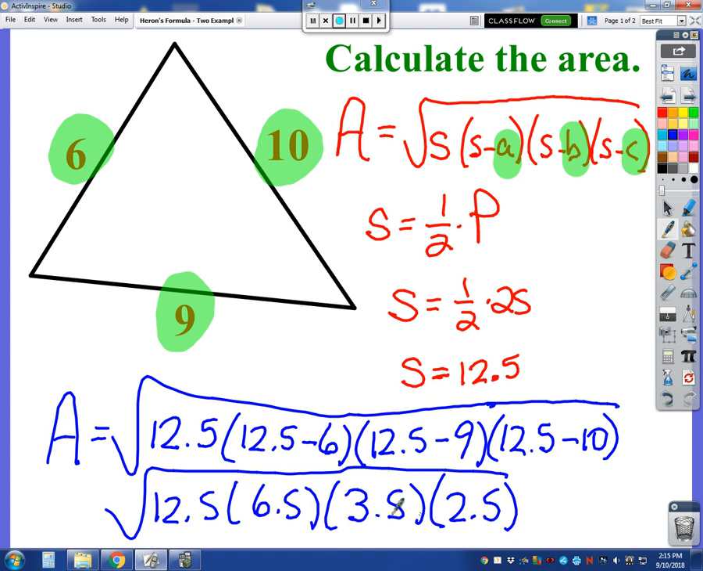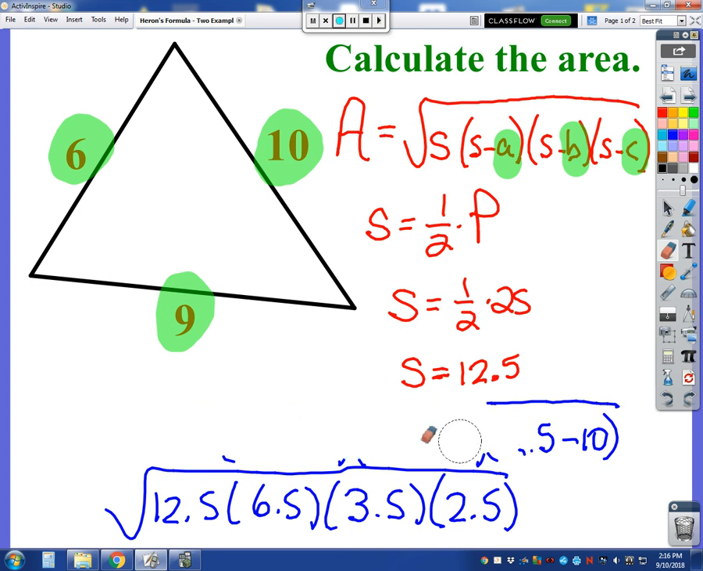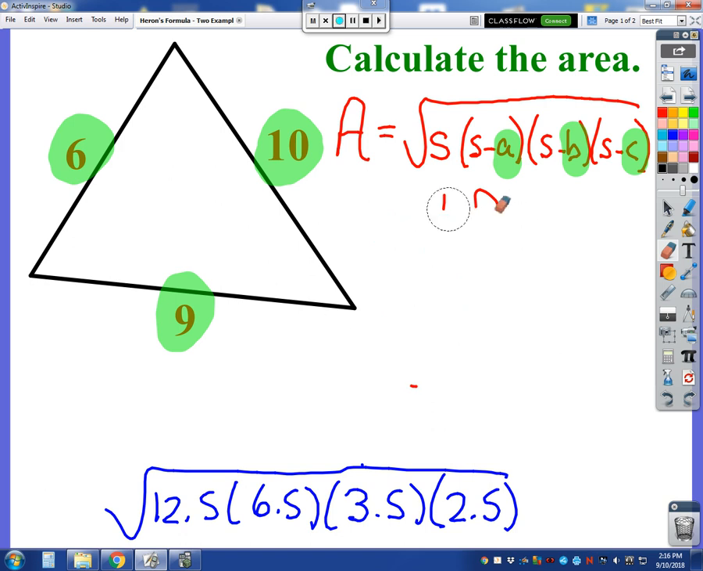Now, these are all really ugly numbers to work with here. Could you end up turning this into a simplified square root? You could. It's not necessarily the easiest thing in the world to do. If you could figure out how to do this as a simplified square root, then I would love that more than anything. What you would want to do is turn that 12.5 into an improper fraction.